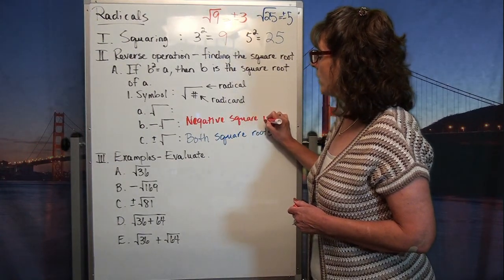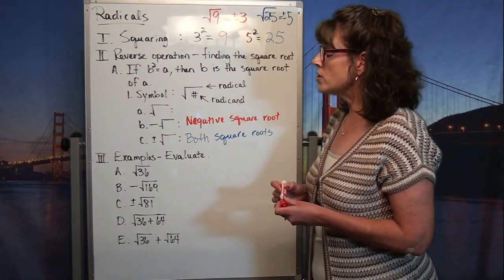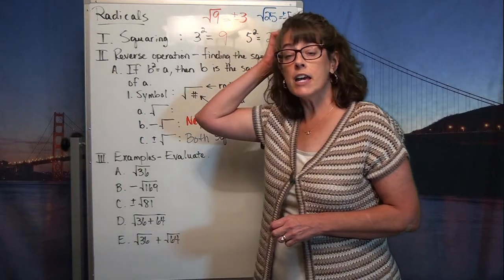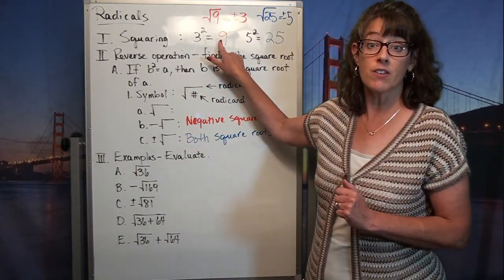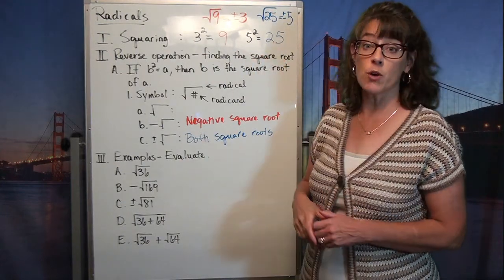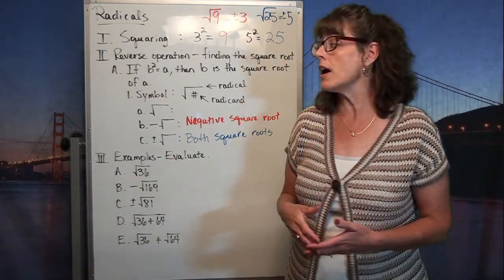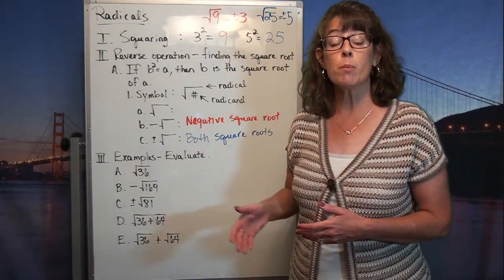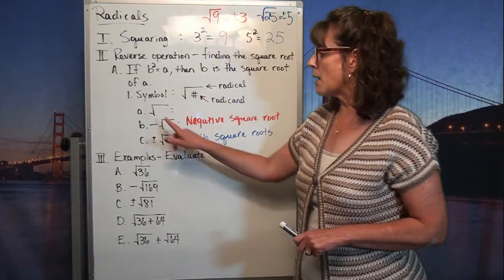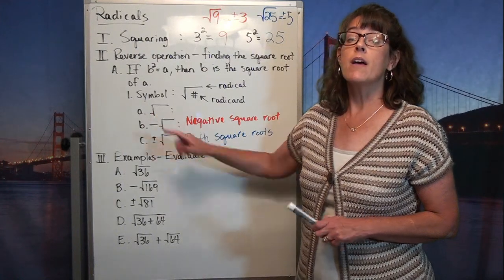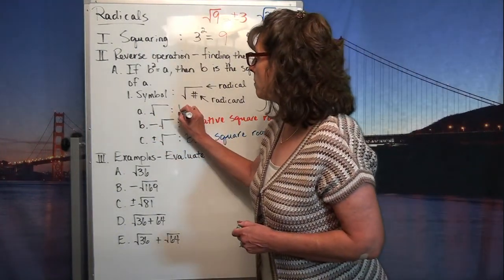Now, the top one, notice that there's no symbol in front of it. And just like if you saw, say for instance, a 9, you would know that indicates positive 9. If you saw a 25, you would know that indicates a positive 25. So when there's not a negative or a positive in front of it, it's understood to be positive. So the same thing is going to happen right here when we see this one. This one is going to indicate only the positive square root.